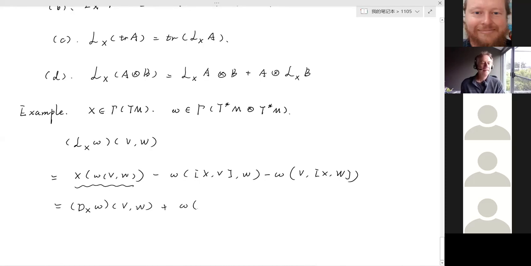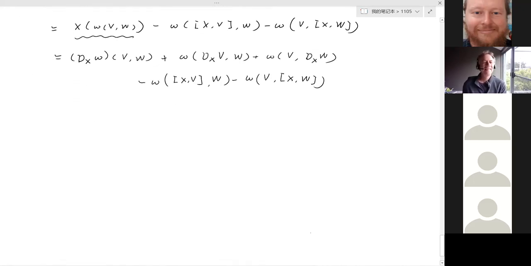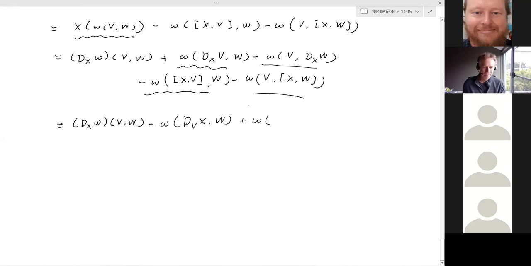Nabla_X omega (V, W) plus omega(nabla_X V, W) plus omega(V, nabla_X W) and minus omega. Okay, if we choose the connection to be symmetric, we can write it like this. This term and this term we can combine to nabla_V X, W, and this term and this term, omega(V, nabla_W X). Okay.